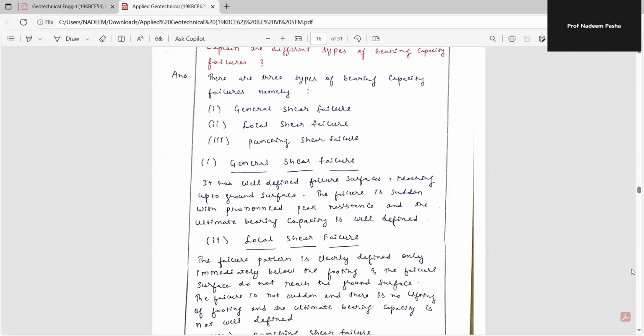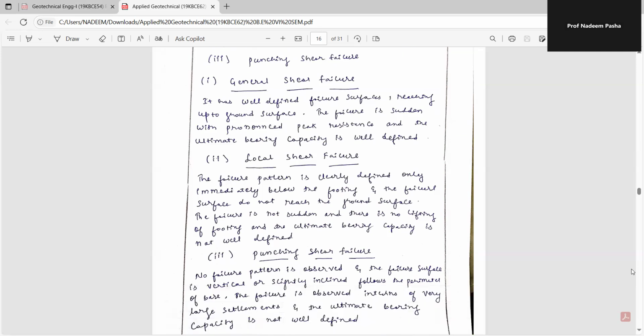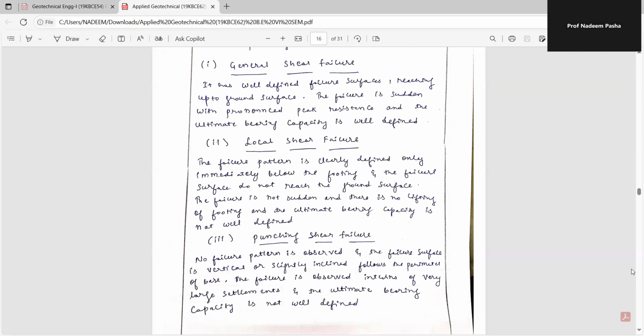The failure pattern is clearly defined only immediately below the footing, and the failure surface does not reach the ground surface. The failure is not sudden, there is no lifting of the footing, and the ultimate bearing capacity is not well defined. Punching shear failure: no failure pattern is observed and the failure surface is vertical or slightly inclined. Following the movement of the base, the failure is observed in terms of very large settlements, and the ultimate bearing capacity is not well defined.